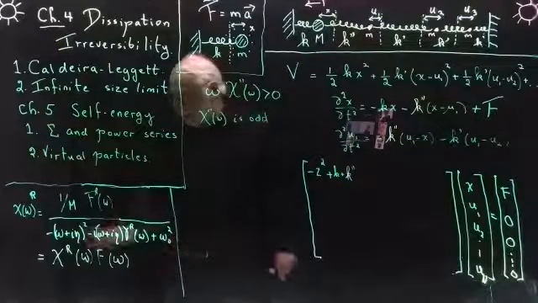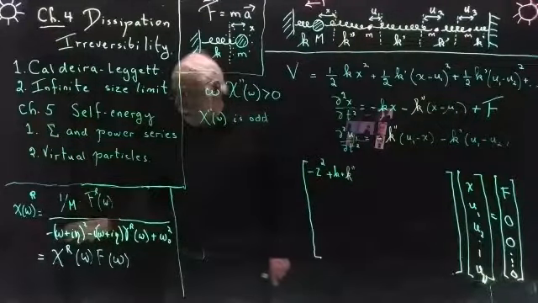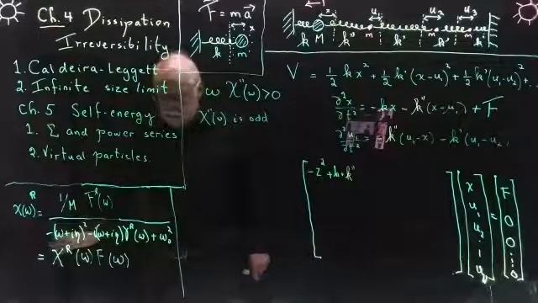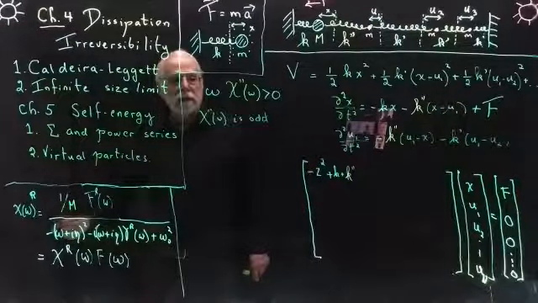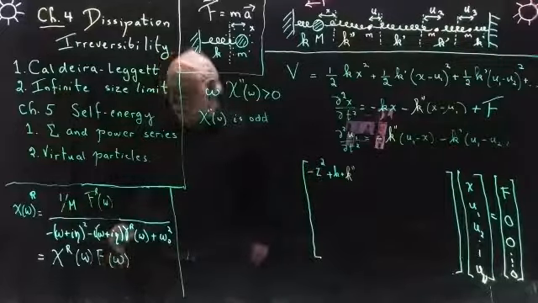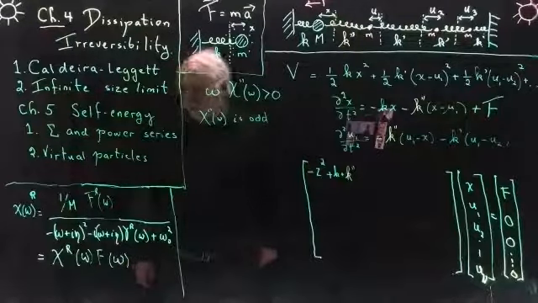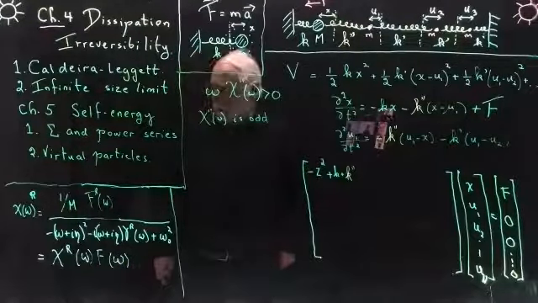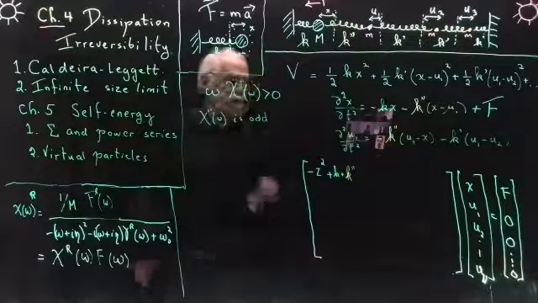Now, the other thing is that if omega goes to infinity, then this becomes negligible and this becomes negligible as well. So in the infinite frequency limit, it's inertia that dominates. So it's the mass that comes in. And we will see that gamma goes to 0 at infinity. So that's another important property.